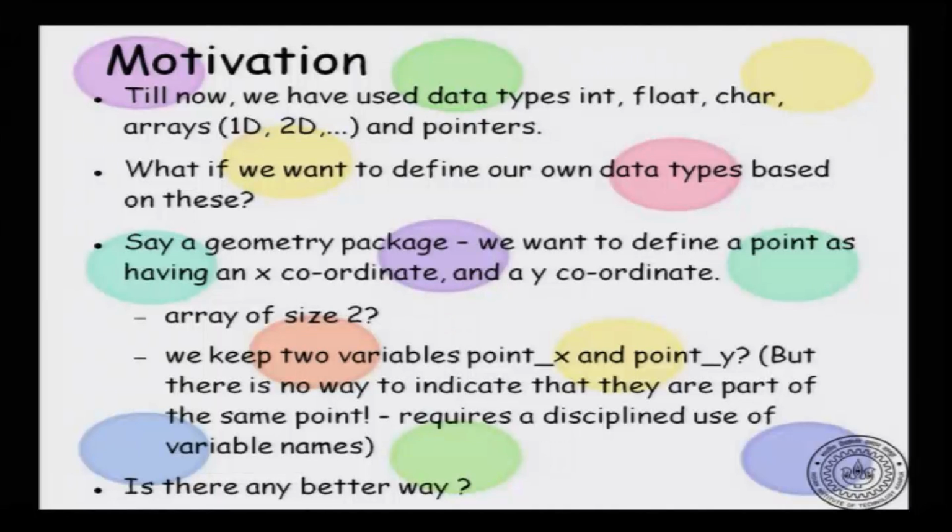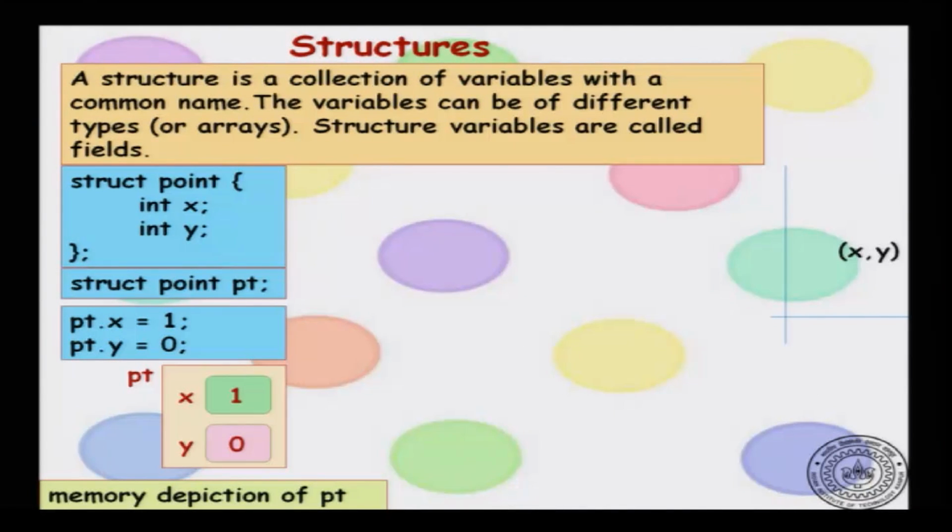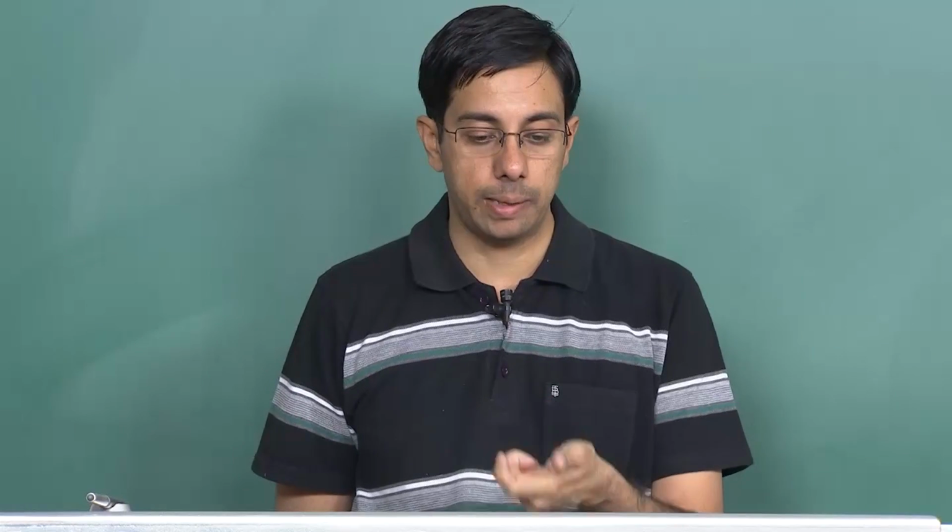So, we want to define a point data type, and a point data type internally has two integers, or two floating point numbers, one an x coordinate and another a y coordinate. Okay. So, now we will define a structure as a collection of variables with a common name. Now, the variables can be of different types. This is unlike arrays. We know that in an array you can hold multiple values in a contiguous sequence, but all the values have to be of the same type.